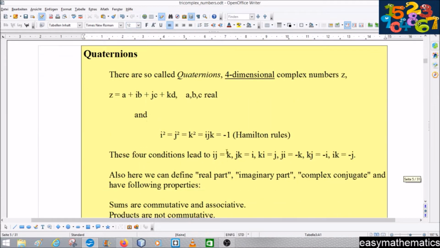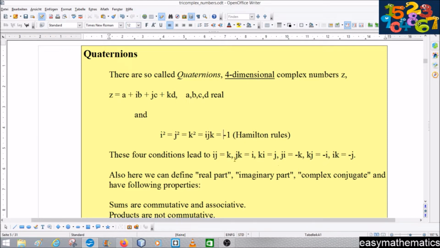And for the quaternions, these are four-dimensional complex numbers, a set of the form a plus I b plus j c plus k d, where a, b, c, and d are real numbers. And these imaginary hypercomplex units I, j, and k, they satisfy the rule I squared equals j squared equals k squared equals I times j times k equals -1. These are the so-called Hamilton rules, and these four conditions here, they lead to the multiplication rule between the hypercomplex units. So I times j is k, j times k is I, and so on.